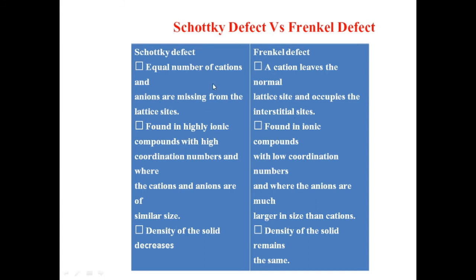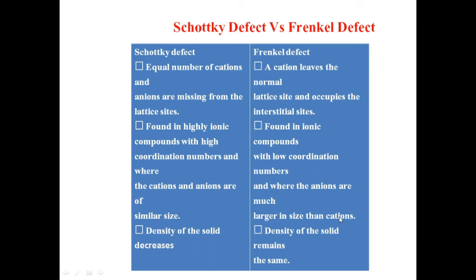Here, the difference between Schottky and Frenkel defect. In Schottky defect, an equal number of cations and anions are missing from the lattice sites. In Frenkel defect, a cation leaves the normal lattice site and occupies the interstitial site. The Schottky defect is found in highly ionic compounds with high coordination number, where the cations and anions are of similar size. The Frenkel defect is found in ionic compounds with low coordination numbers, where the anions are much larger in size than cations.